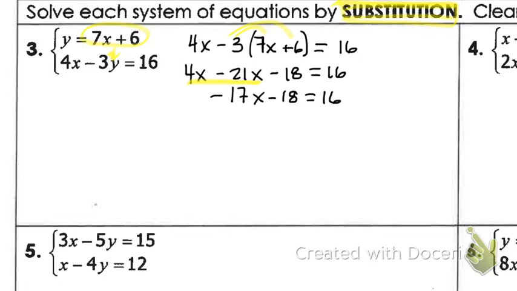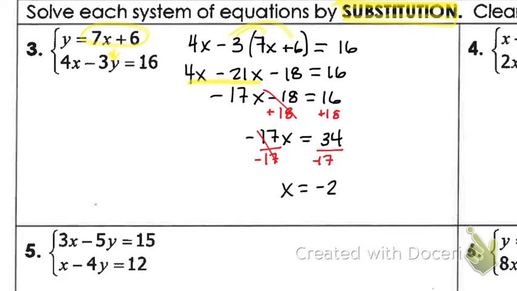So we need to move 18 over. What do we get when we do that? Okay, negative 17x equals 34. And get rid of your 17. So x equals what? Negative 2. Okay, so we found our x.